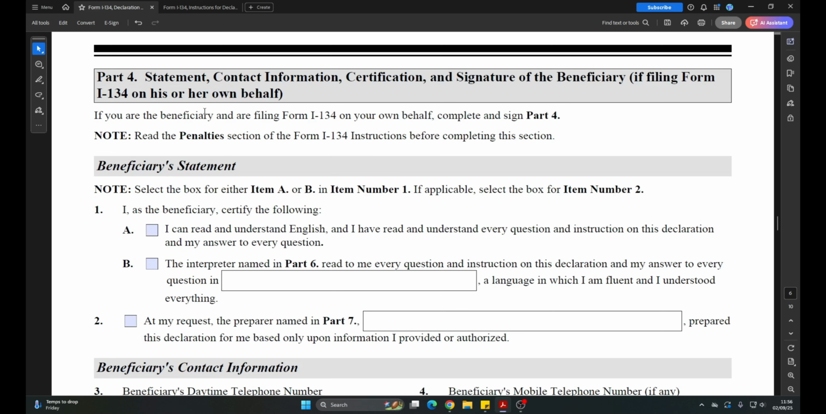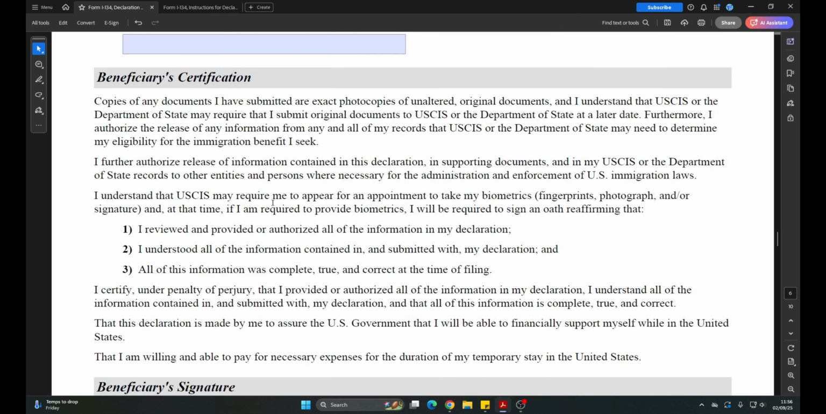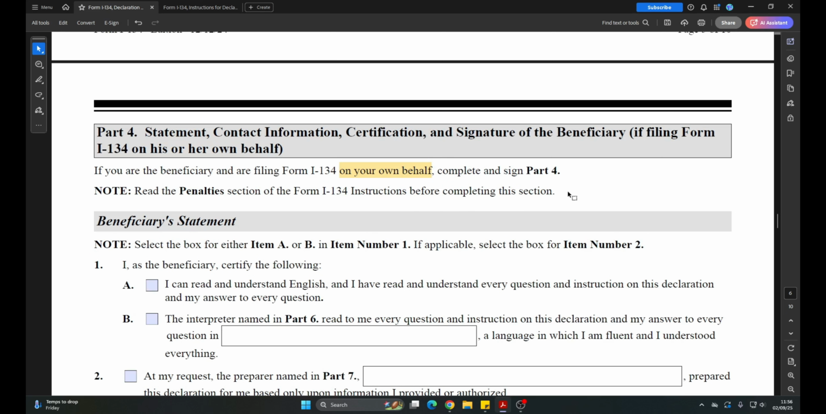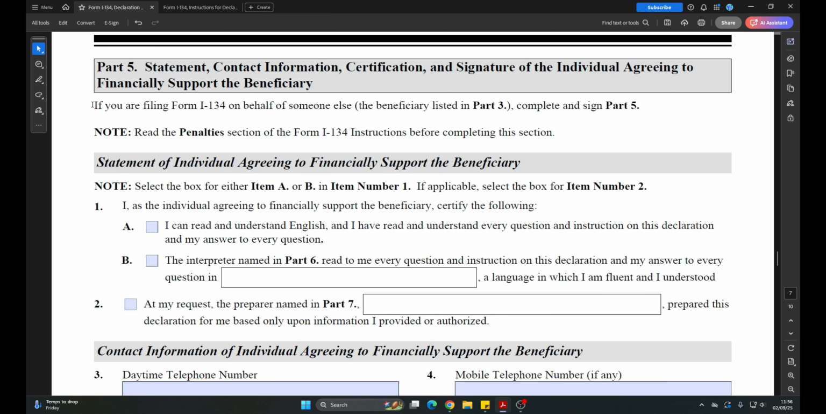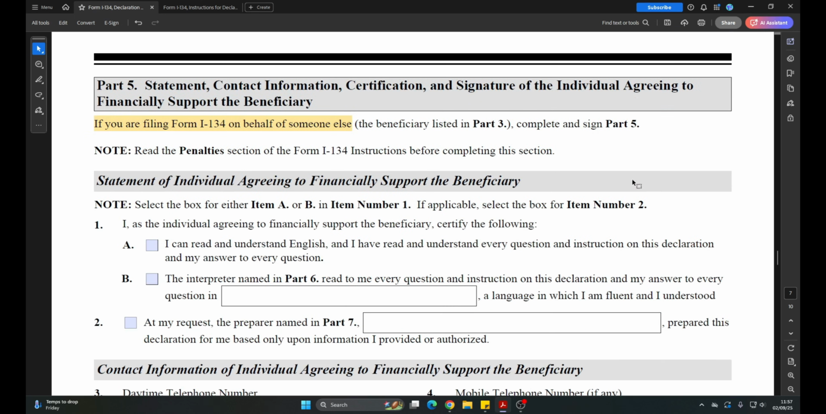We are now at the part where you have to provide your statement, contact information, and signature. So if you are the beneficiary filling out this on your own behalf, then you have to check the beneficiary statement, contact information, and signature boxes. But because John is filling out this application for his fiance, we're going to skip part 4 and instead sign part 5. So anytime you're completing this form on behalf of somebody else, then you will skip part 4 and complete part 5.